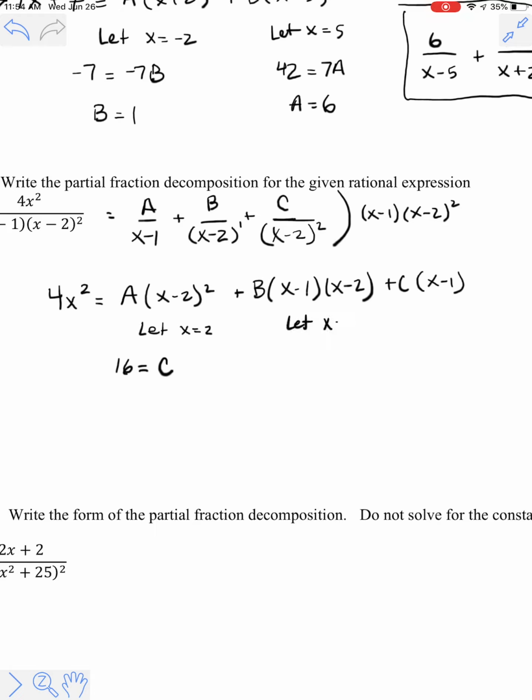Here I could let x equal 1, because 1 minus 1 here is 0, so b is gone. 1 minus 1 is 0, so c is gone. That'll allow me to solve for a. So if I plug in a 1 right there, I get 4. And if I plug in a 1 right here, 1 minus 2 is negative 1. Negative 1 squared is 1. And then 1 times a is a.